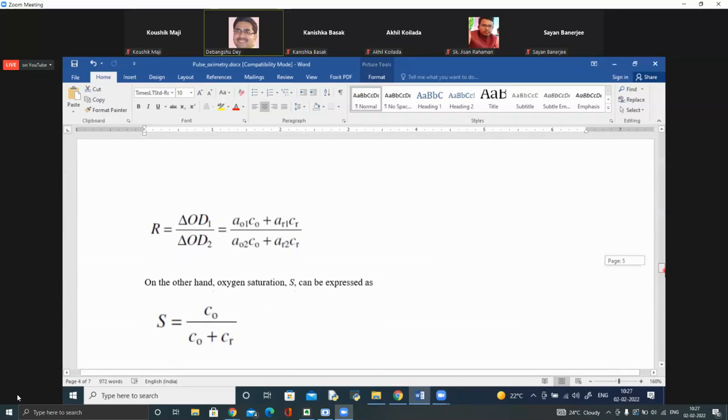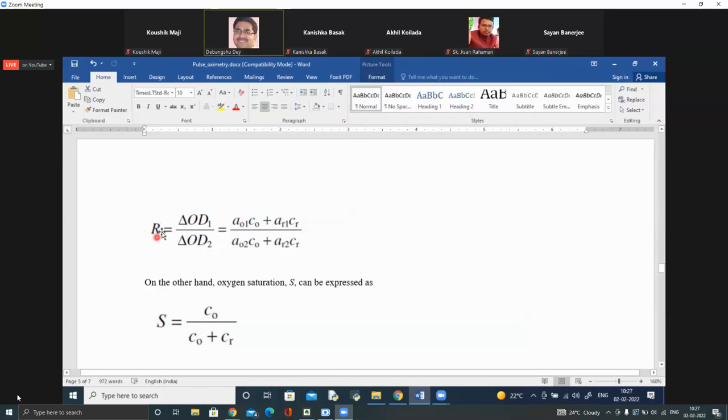So here R is a new term we are just telling, that is delta OD1 by delta OD2. This OD1 and OD2 are actually measured from the intensity, and the chip inside actually calculates this. And what is the saturation? Oxygen saturation, that is oxygenated hemoglobin concentration divided by CO plus CR, the total hemoglobin concentration. So this is actually the SpO2 that we are trying to find out.